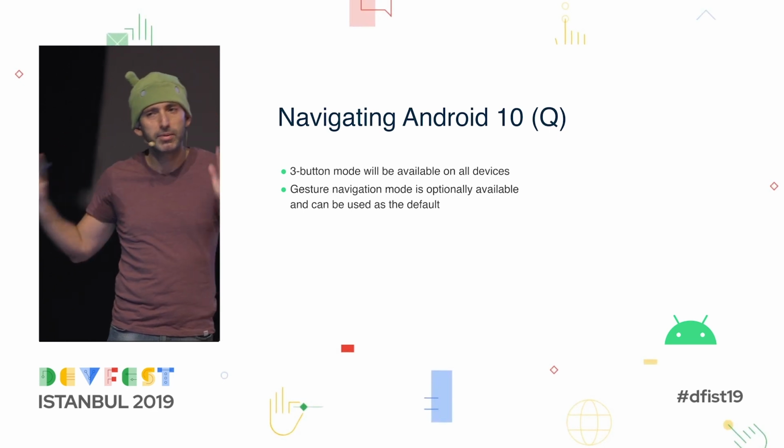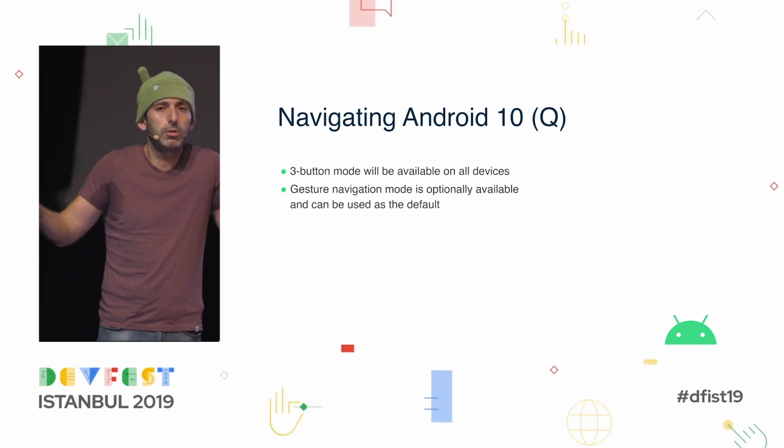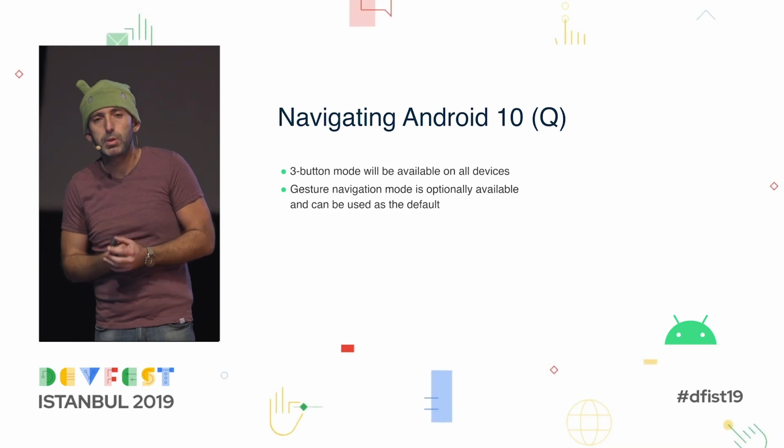Cool. Since we are more familiar with gestures now, let's see what's the status. First of all, the 3-button navigation is not going away. It will be staying, and it works really well for a lot of people. It also works great for accessibility. So it's staying, and 3-button navigation will be there. It can be the default or optional, but it will be available on all devices. But with Android 10, almost all devices will be shipping with gestural navigation. And again, that can be optional or shipped as default on many devices.